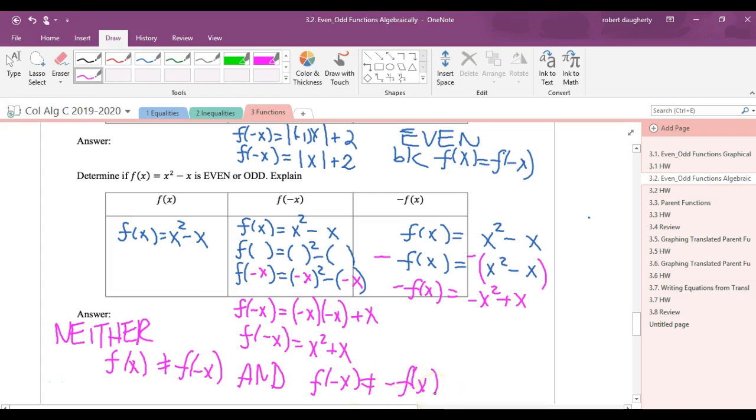I know this looks like a lot of writing, but guys, you're copying off of this chart here, okay? It's not even because these two things don't match. It's not odd because those two things do not match, okay?